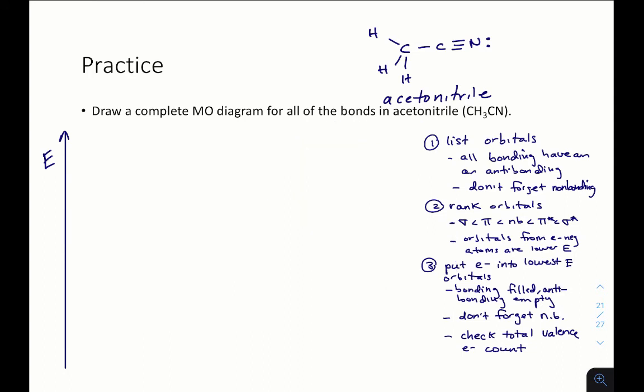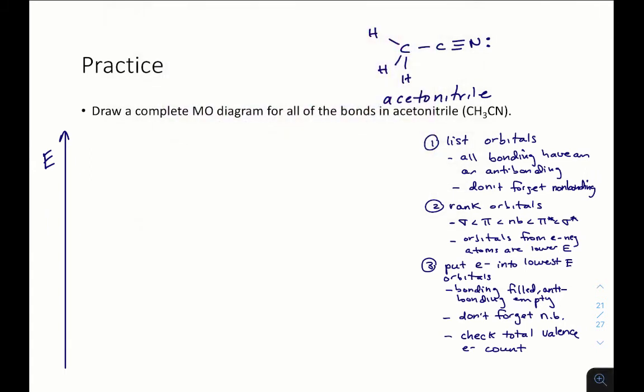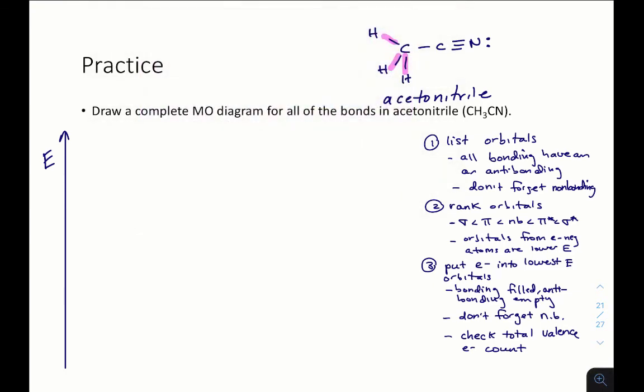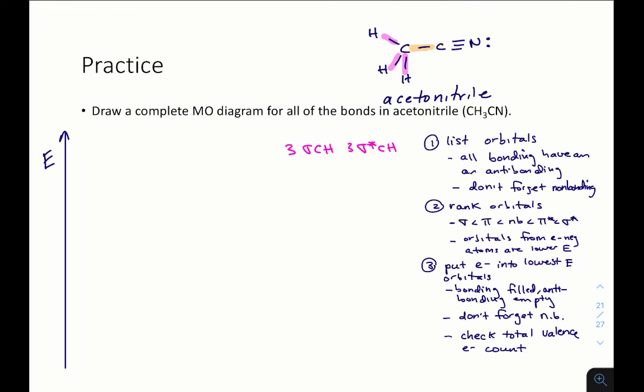We'll begin by listing all of the orbitals involved in bonding for acetonitrile. There are 1, 2, 3 sigma CH bonds. That means that there are 3 sigma CH orbitals and 3 sigma star CH orbitals. For every bonding orbital, there is an antibonding orbital. There is one sigma CC bond. Thus, there is one sigma CC orbital and one sigma star CC orbital.